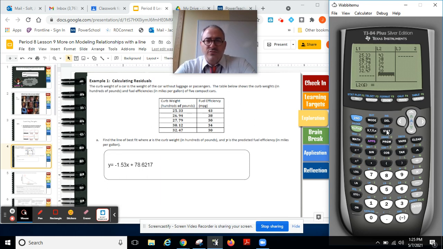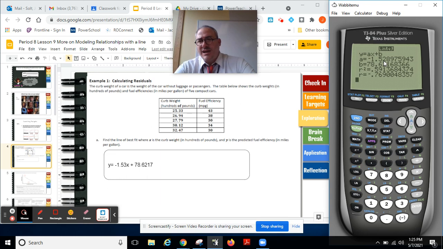Now I'm going to do a linear regression, right? Stat, calc, go down to reg, linear regression. This will give me a model. This will give me a line of best fit. Y equals A times X plus B. I stick in, it tells me what A is, that's negative 1.53, rounded to the nearest hundredths. And I see some of my data here is in hundredths, so I can use that as a guide for where I should round to.